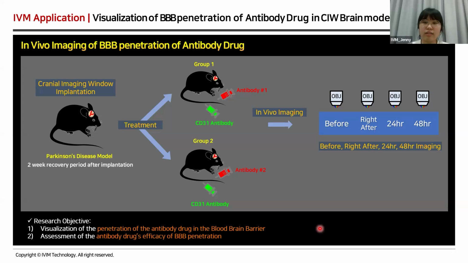This experiment provides a platform for both quantitative and qualitative analysis of BBB permeability, serving as a critical preclinical step in validating the feasibility of antibody-based therapies for brain tumors and central nervous system disorders.